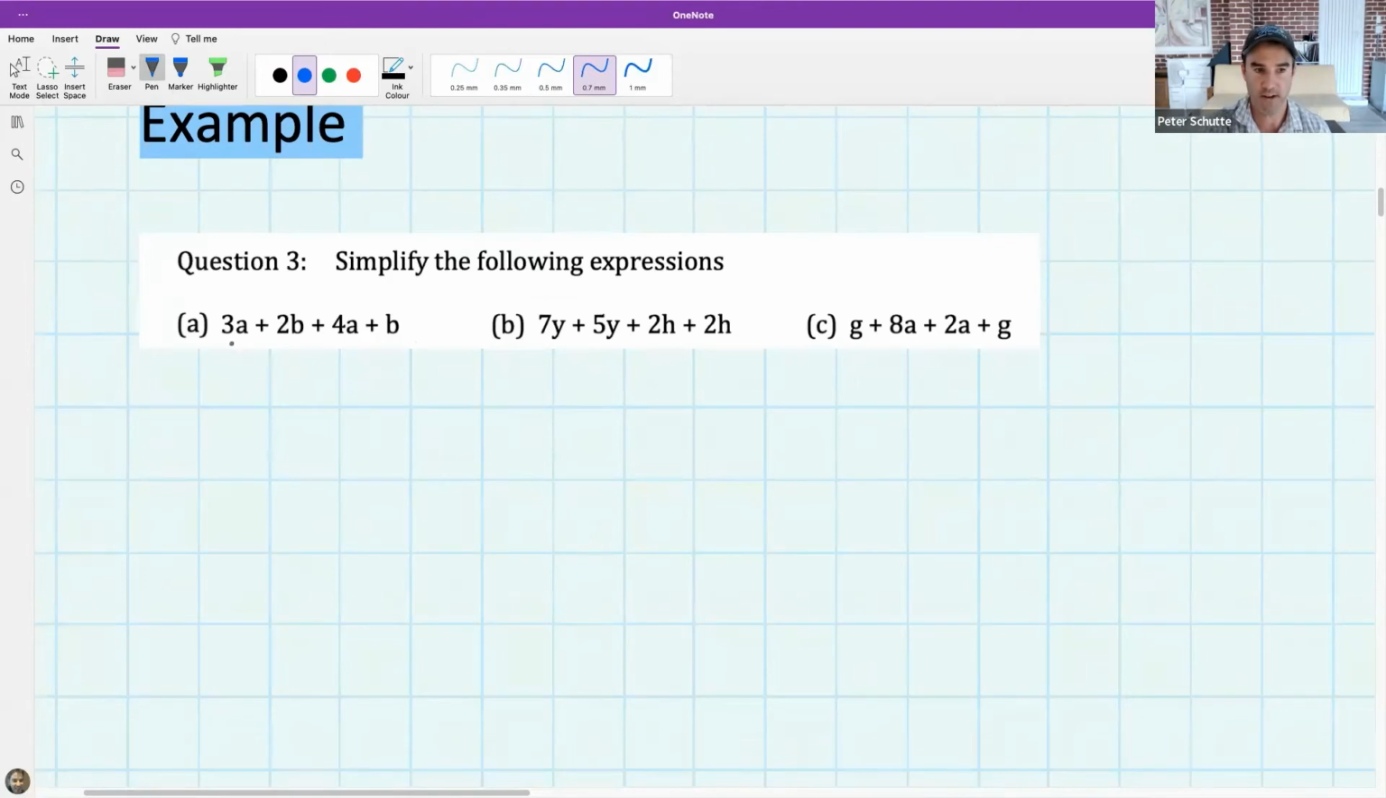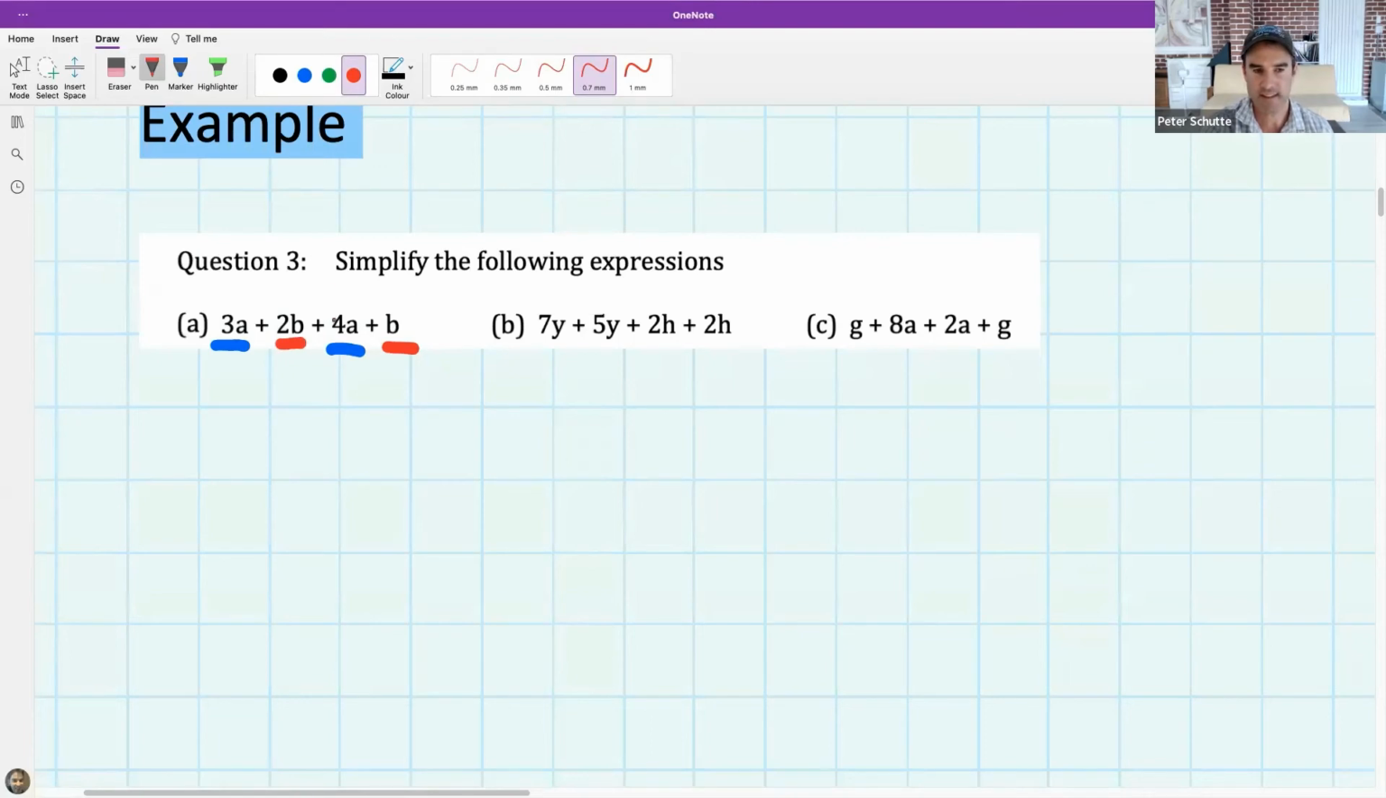In the first one, I'm given an expression with 4 terms. When I look at these 4 terms, I see if any of them are like terms. Some students like to highlight like terms. Some students like to draw a line underneath. It's up to you. But I am going to identify that those 2 with a blue line underneath are like terms. And those 2 with a red line underneath are also like terms.